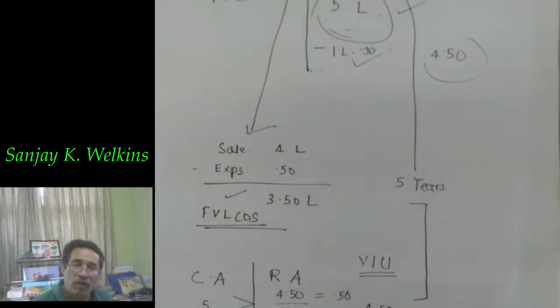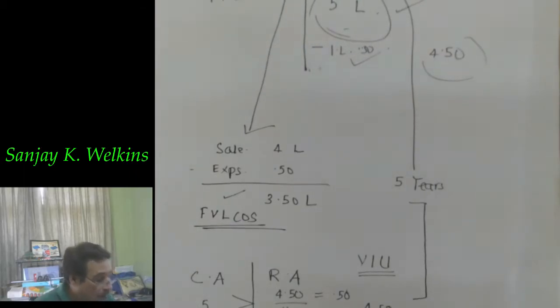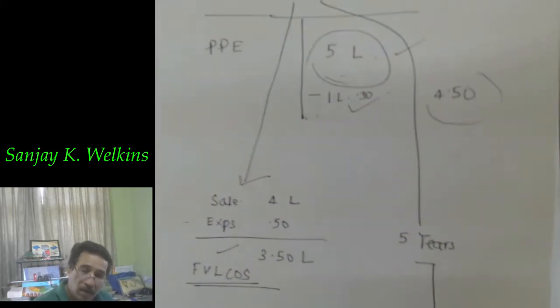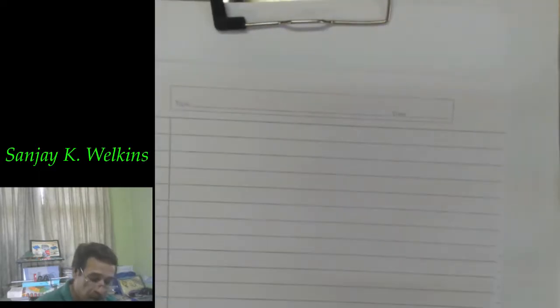This impairment loss will of course be recognized in the statement of P&L. So my entry will be impairment loss account debit to the relevant asset account, no doubt about that. And ultimately the impairment loss will be debited to the statement of P&L. So this is the bird's eye view which I presented before you.